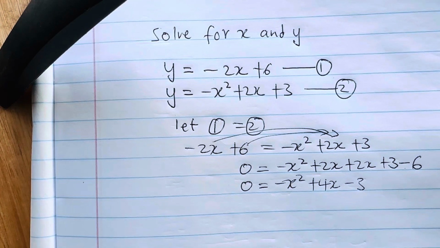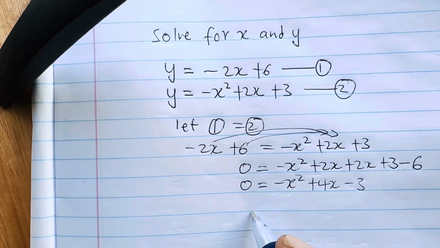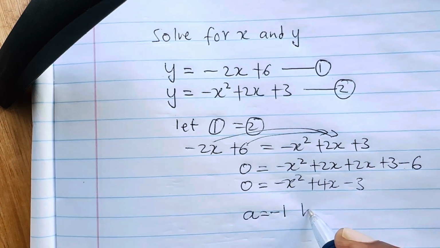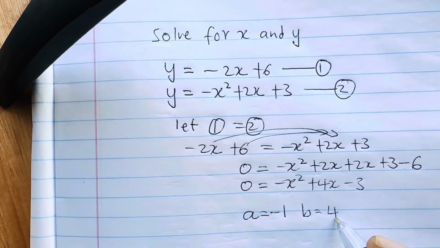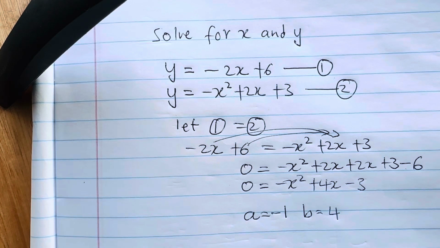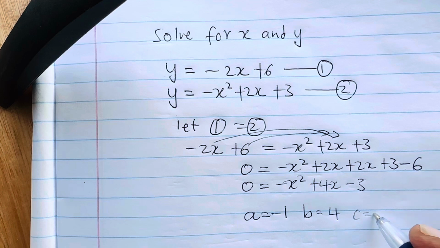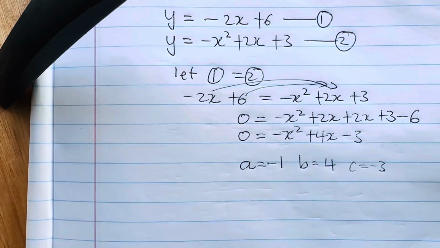You don't have to worry about dividing and whatsoever. Don't stress about that. When you're a technical maths learner, you just take the value of a as it is, negative 1. The value of b is equals to 4. And the value of c is equals to negative 3.